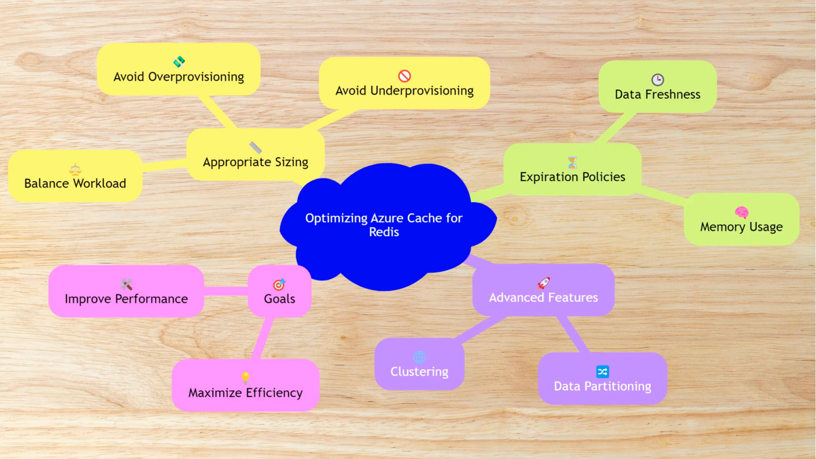Optimizing the performance of your Azure Cache for Redis involves several strategies. First, ensure that your cache instance is appropriately sized for your workload. Under-provisioning can lead to high latency and frequent evictions, while over-provisioning can result in unnecessary costs. Second, fine-tune your expiration policies to balance data freshness and memory usage. Third, consider using advanced Redis features, such as data partitioning and clustering, to improve scalability and performance. By implementing these optimization strategies, you can maximize the efficiency and effectiveness of your caching solution.